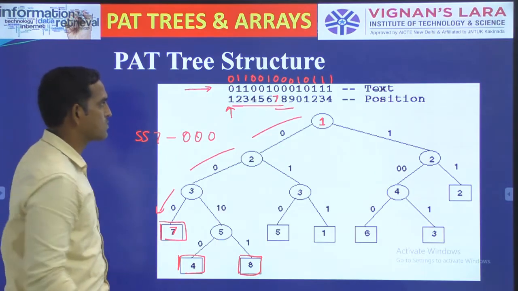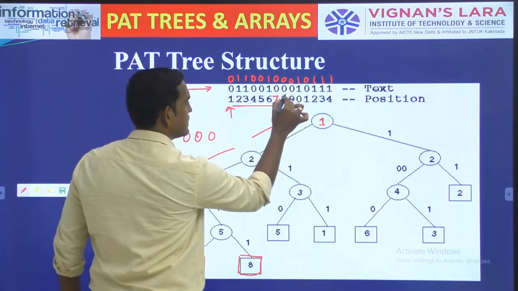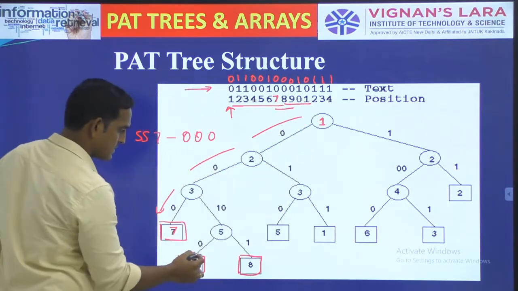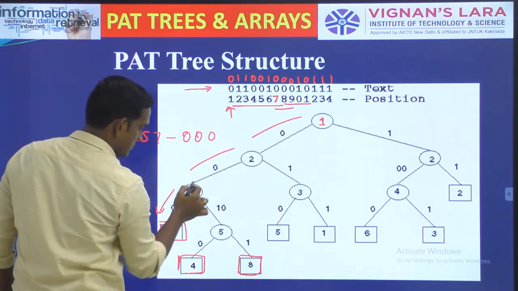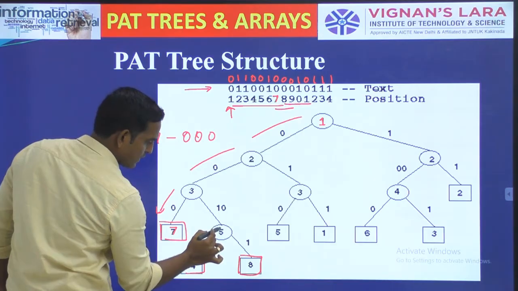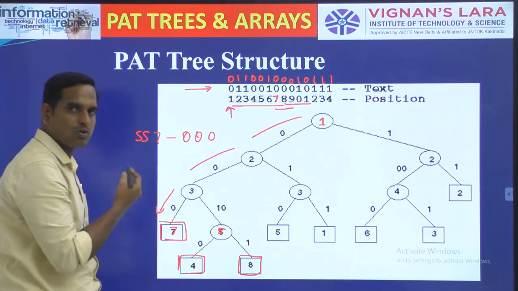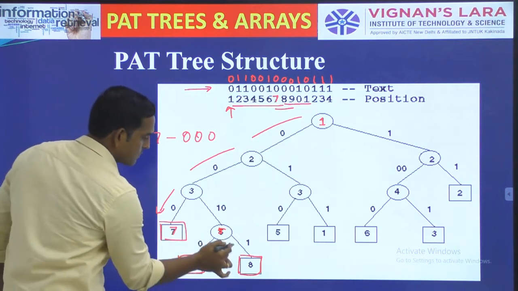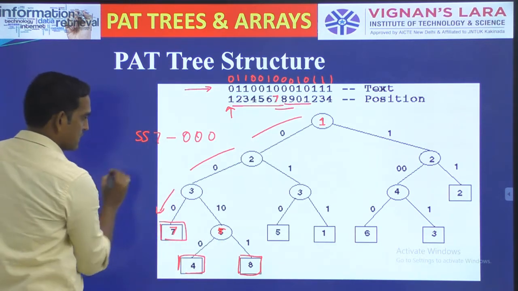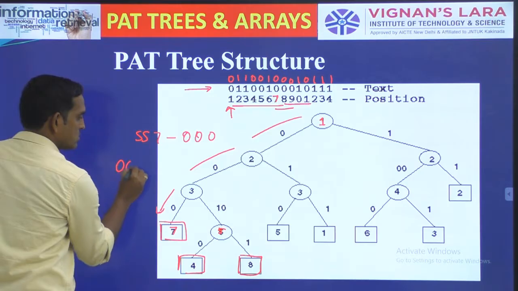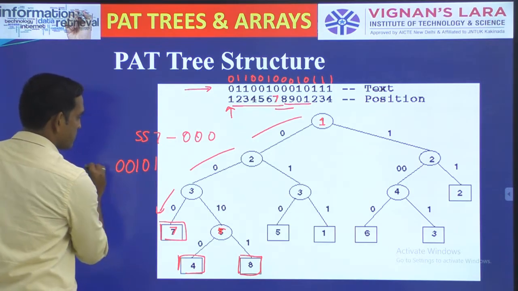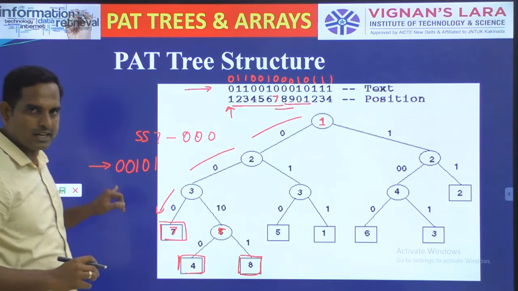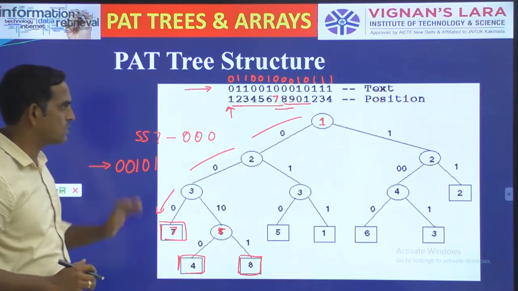The same is the case for your 8th string. The 8th string is 0 0 1 0. If I see 5 here, 5 means I have to skip the 4th bit and go for the 5th bit. Then I have 1. So if I try to search for a pattern 0 0 1 0 1.